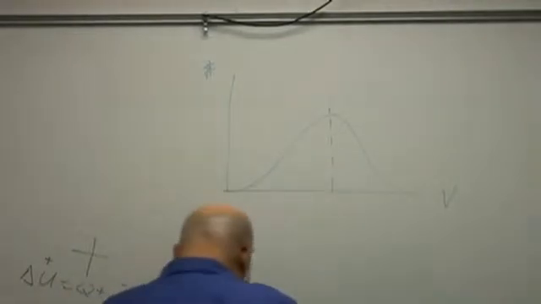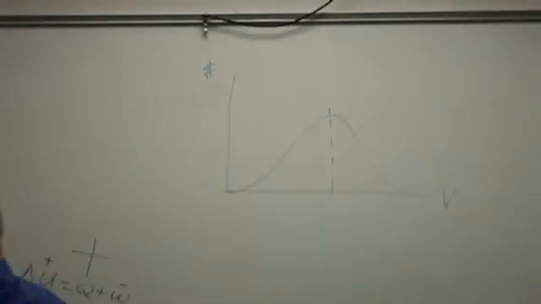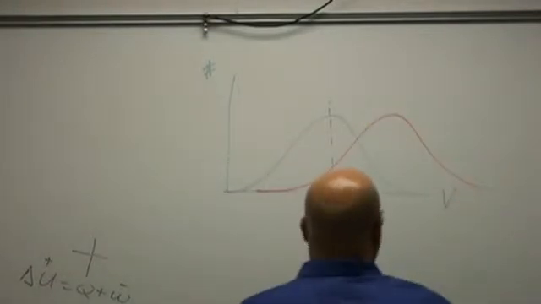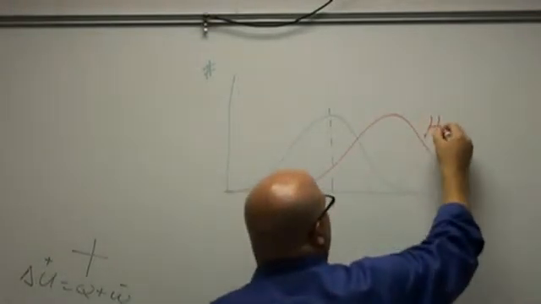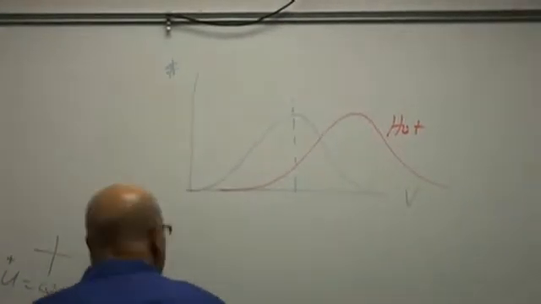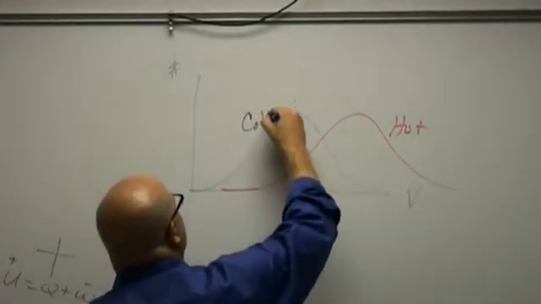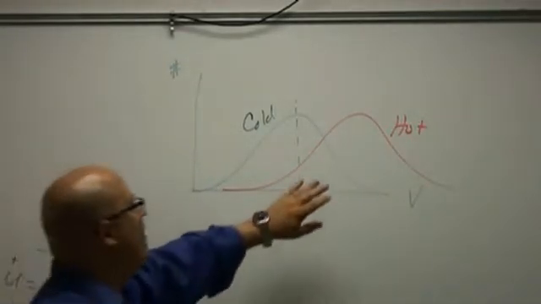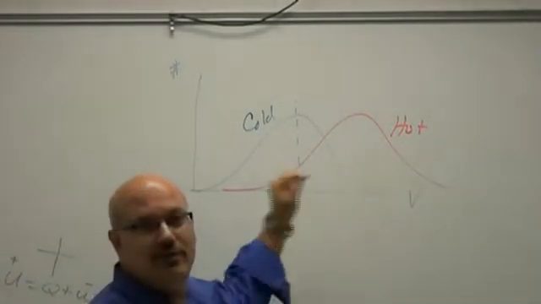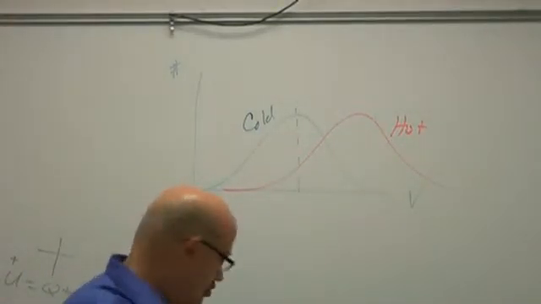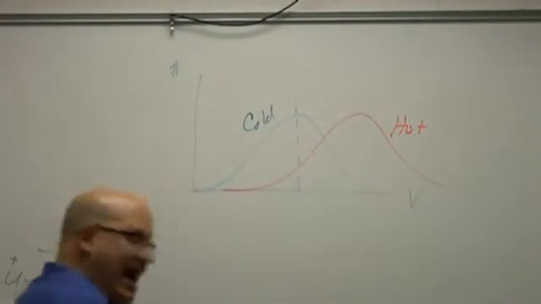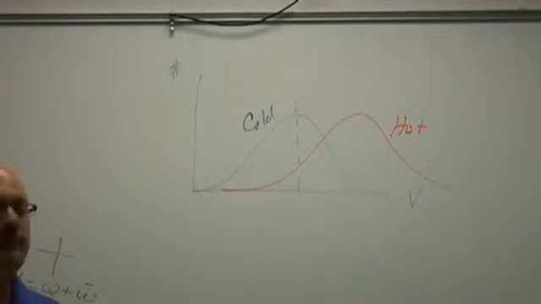But there would be a cold object. A hot object would look like this, where it has a distribution like this. So that's hot. This would be cold by comparison. Now, do we have some molecules in the cold object moving faster than some molecules in the hot object? Sure we do. But on average, the hot molecules move faster than the cold molecules, right?